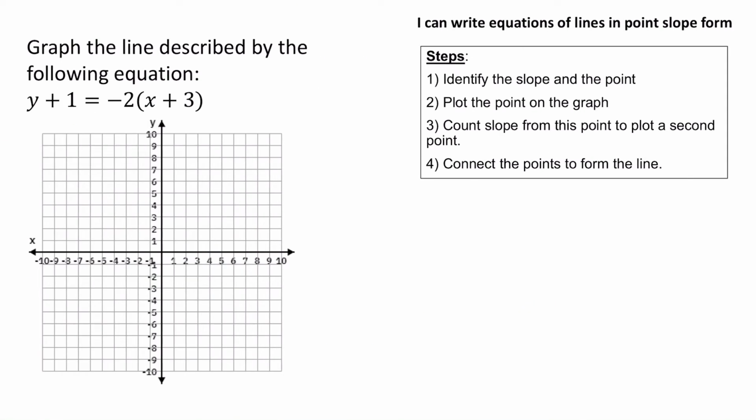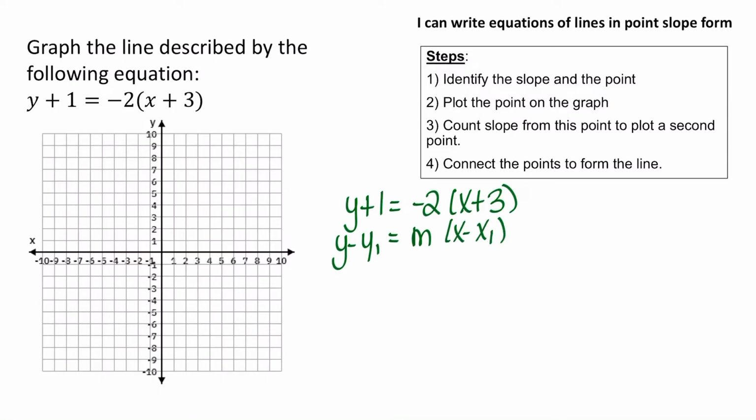Now let's graph the line described by y plus 1 equals negative 2 times x plus 3. So we have y plus 1 equals negative 2 times x plus 3. This is going to compare to y minus y1 equals m times x minus x1. Well, let's go ahead and turn those addition signs into subtractions. So we have y minus negative 1 equals negative 2 times x minus negative 3.